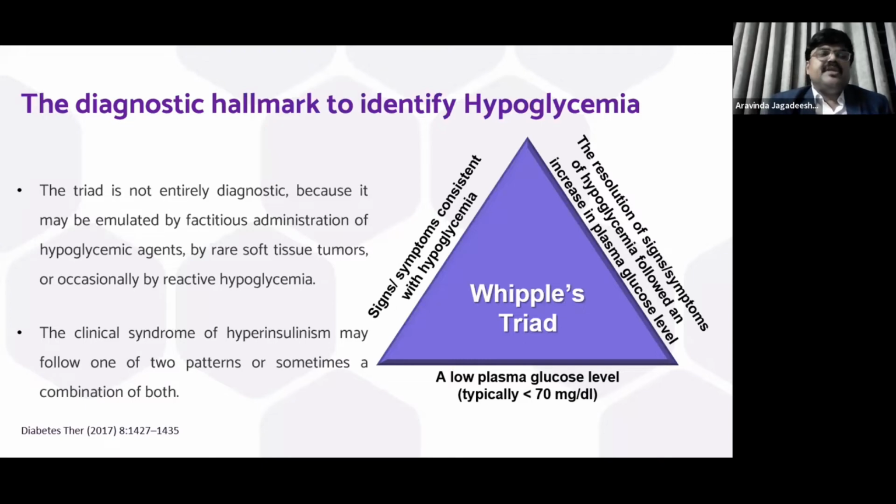On the left-hand side, you can see the triad is not entirely diagnostic, because it may be simulated by factitious administration of hypoglycemic agents, by rare soft tissue tumors, or occasionally by reactive hypoglycemia. So the clinical syndrome of hyperinsulinism may follow one of two patterns or sometimes a combination of both.